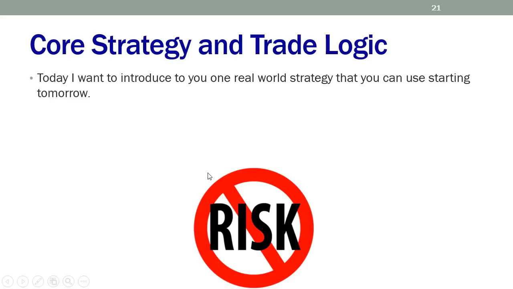Now, let's get down to it. Core strategy and trade logic. I want to introduce you today, right now, a real world strategy, as I elaborated on early in this presentation. I try to make this a very hands-on approach. I want you to be able to leave this evening with something tangible, okay? First thing is, we've got to clip some of the risk, right? So we're going to get to a real world strategy here momentarily.